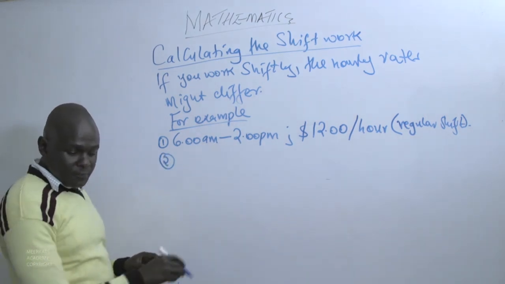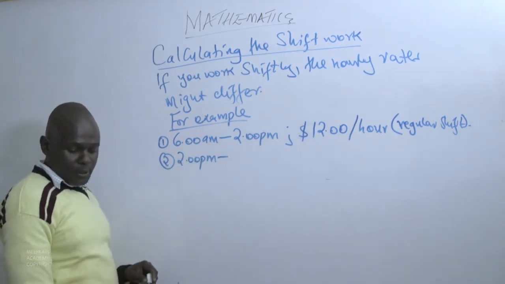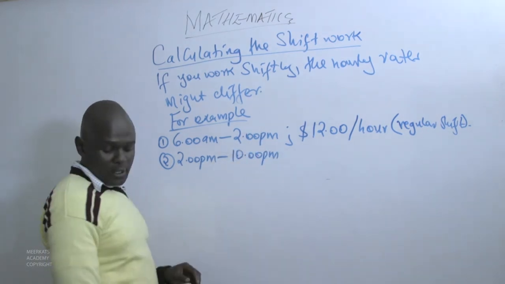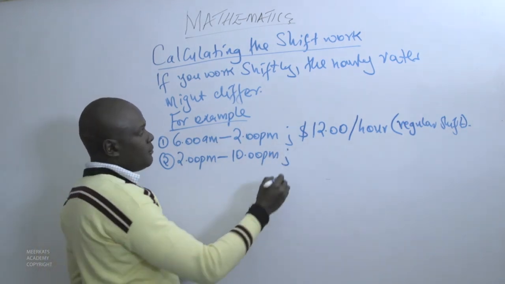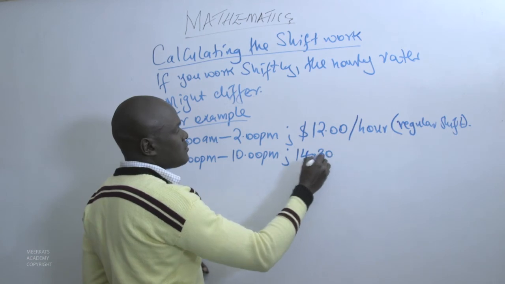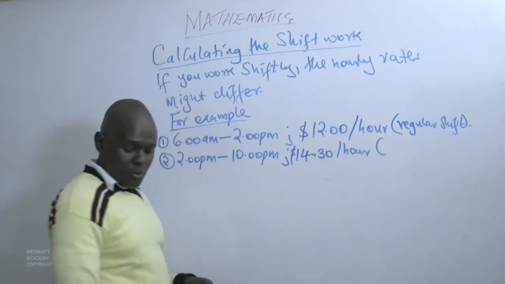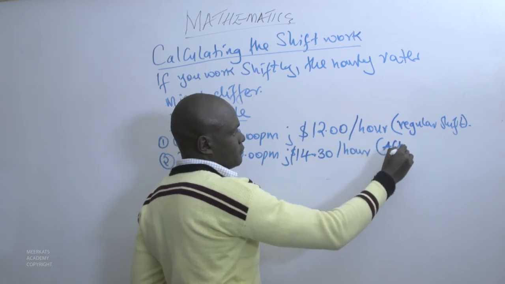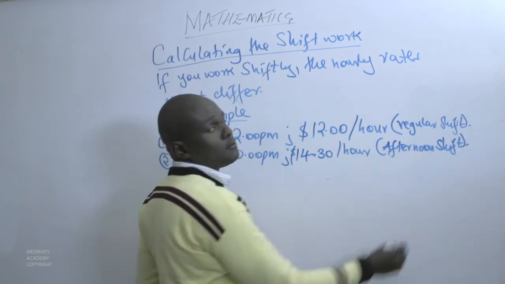We can also have another shift that starts from 2 p.m. and ends at 10 p.m., and this shift can have a normal rate of $14.30 per hour. This is actually taken to be the afternoon shift.